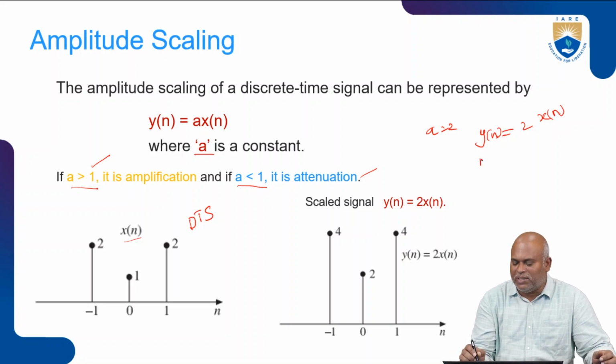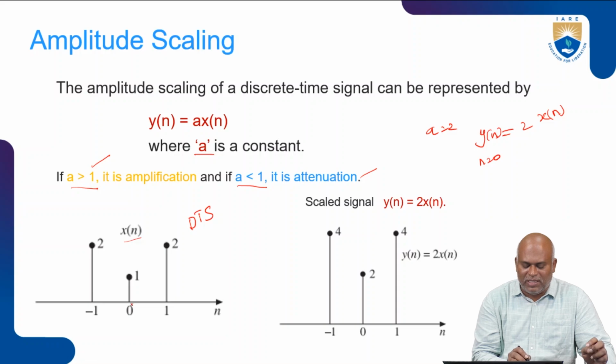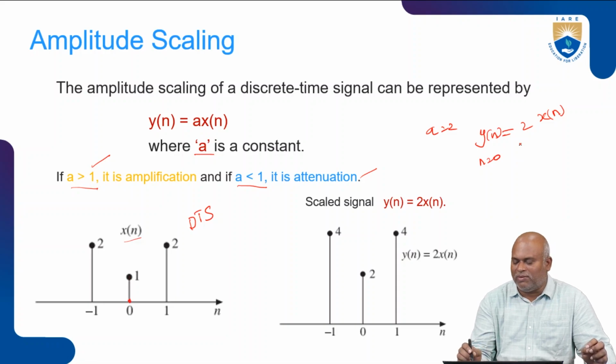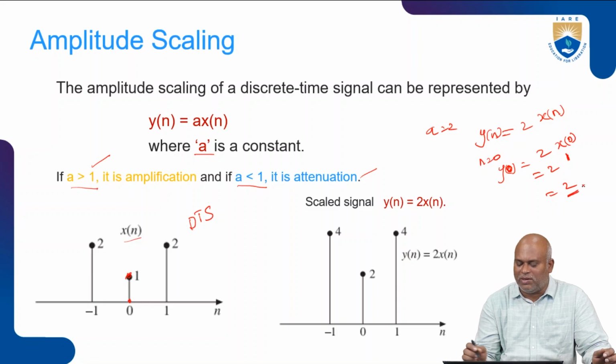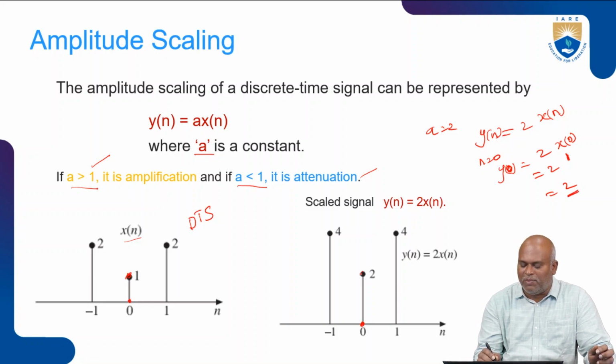So now I substitute n equal to 0. Here at 0, the amplitude is equal to 1. Then y of 0 is equal to 2 times x of 0. So this is 2 into x of 0, where the amplitude is equal to 1. So this represents 2. Y of 0 is equal to 2 into x of 0, which represents 2. The 0th position amplitude is increased to 2.